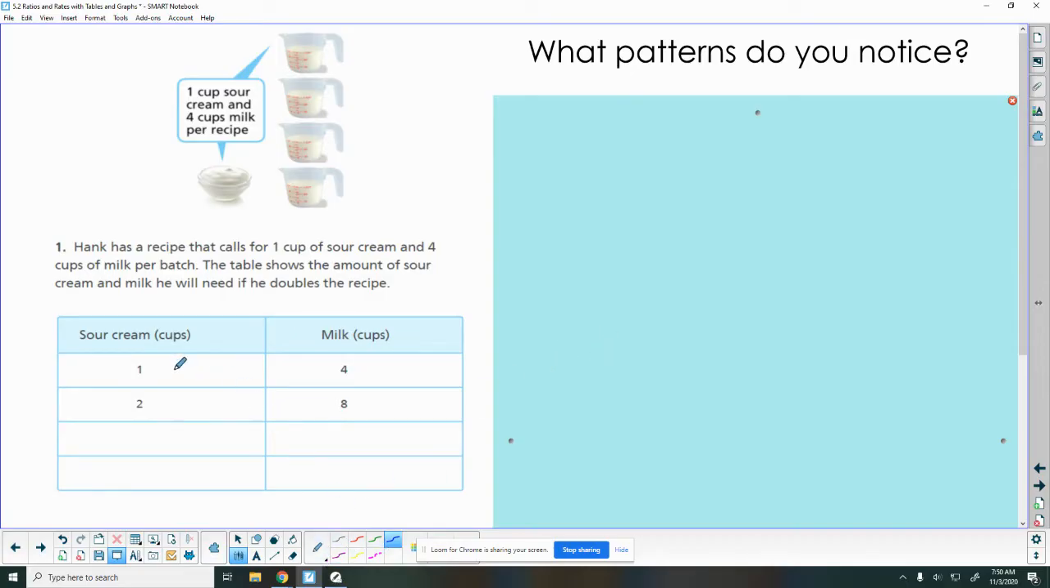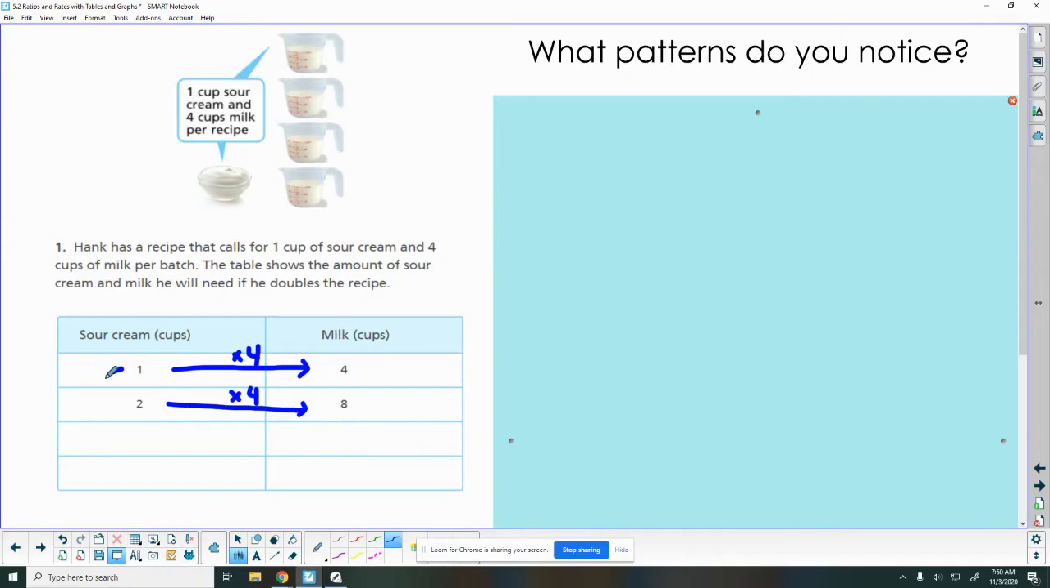So I noticed that to get from 1 to 4, I had to times by 4. And I did the same thing here. 2 times 4 is 8. So that's one pattern I noticed going across.